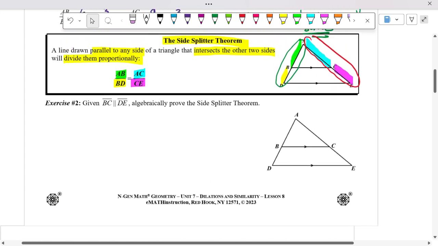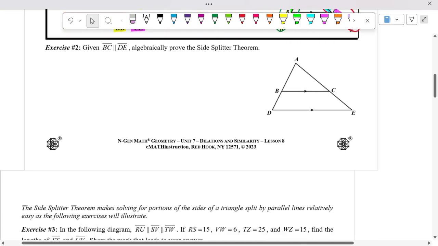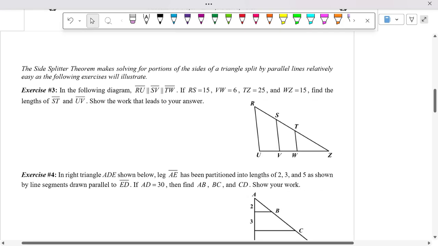I don't really want to go about proving the side splitter theorem because it's going to go over your head. So we're going to skip exercise 2 and move on to actually putting it into action. So let's look at exercise 3.